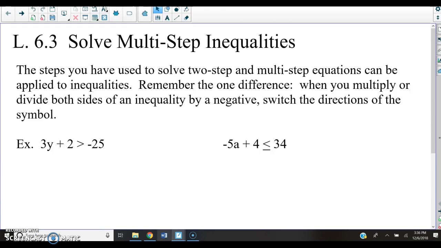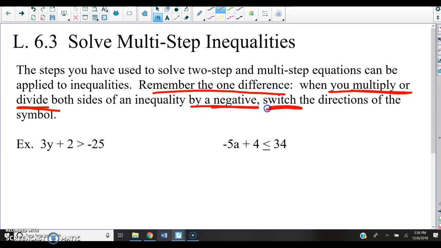All right, in this third lesson of chapter 6, we are going to solve multi-step inequalities. The same steps you use to solve multi-step equations, you can use for inequalities, but remember the one difference. When you multiply or divide by a negative, switch the direction of your inequality. So let's take a look at these examples.